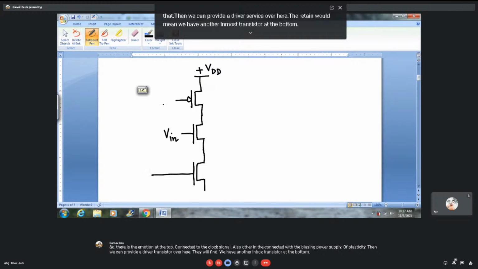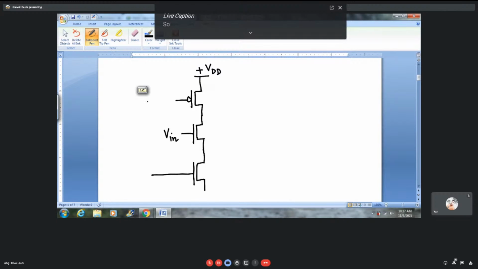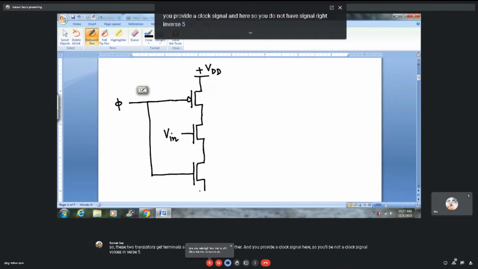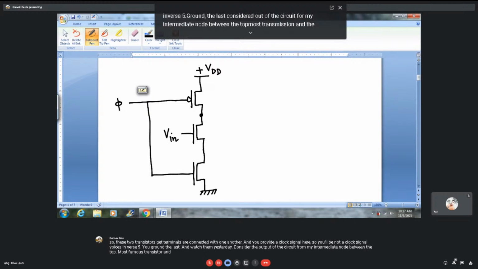So these two transistors' gate terminals are connected with one another, and you provide a clock signal here. You denote a clock signal by this symbol phi. You ground the last CMOS transistor. Consider the output of the circuit from an intermediate node between the topmost PMOS transistor and the driver NMOS transistor, which takes the input of Vin. And you consider the output over here, Vout.